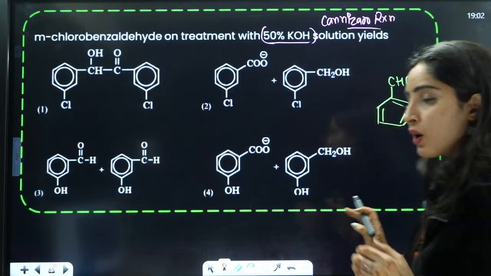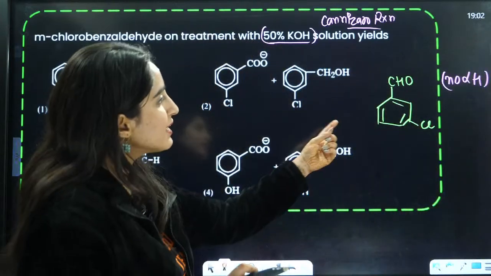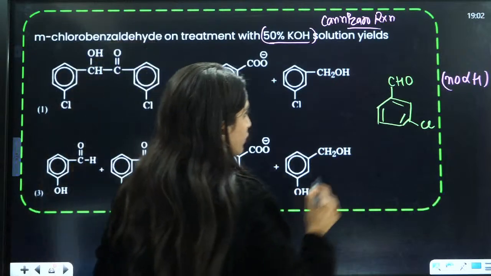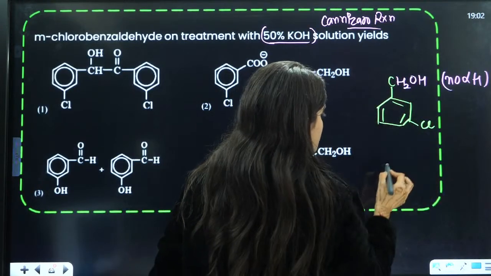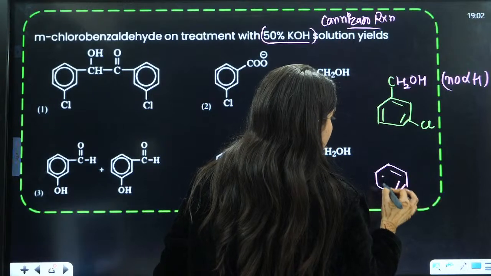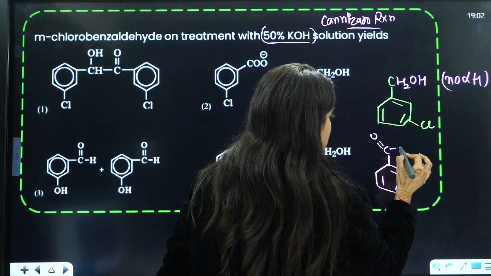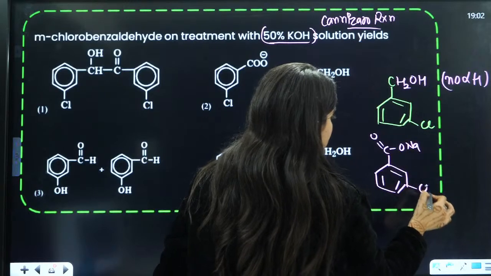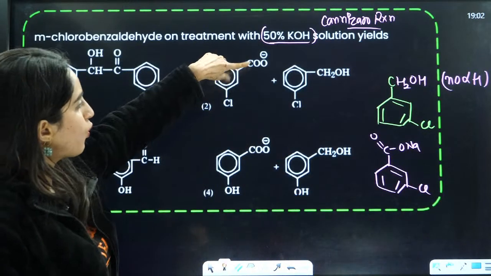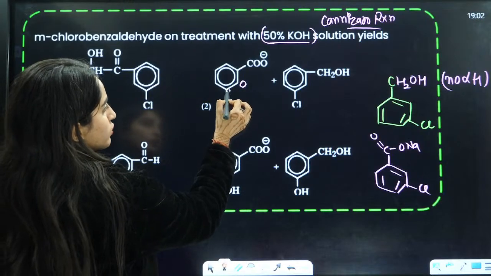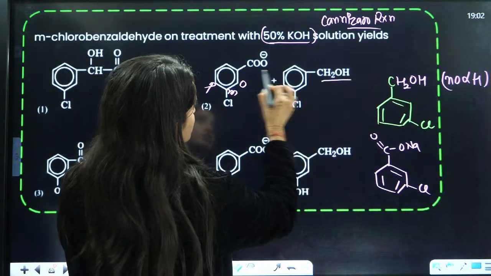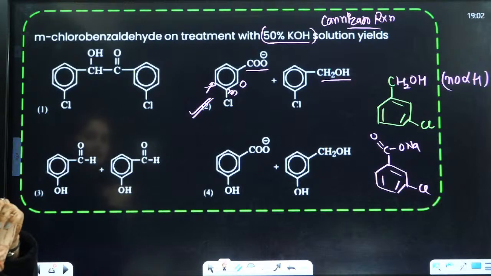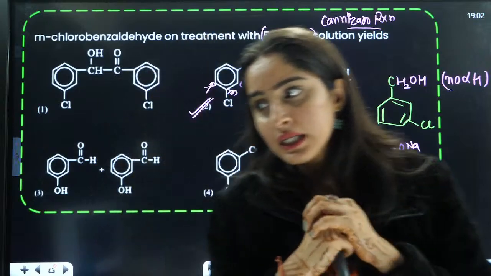Now, if you are having a Cannizzaro reaction, one thing is converted to alcohol. That means here it is converted to CH2OH. That will be the first product. The second product will be the same thing converted to carboxylic acid salt, that is COONa. Here this COO is meta only, because this is ortho, this is meta, this is para. And here it is meta only, this is CH2, this is CO. So second will be the correct answer.